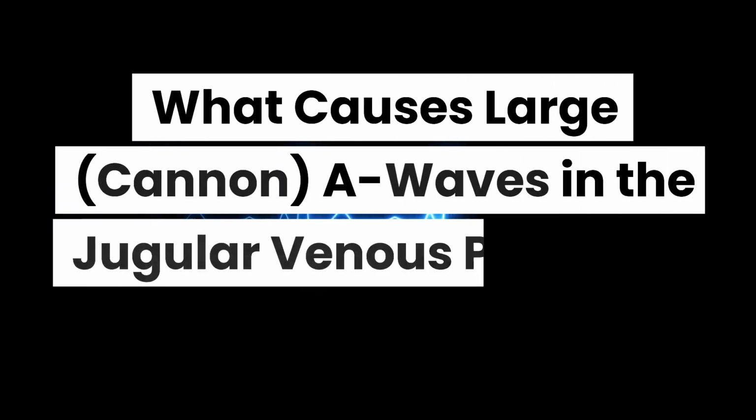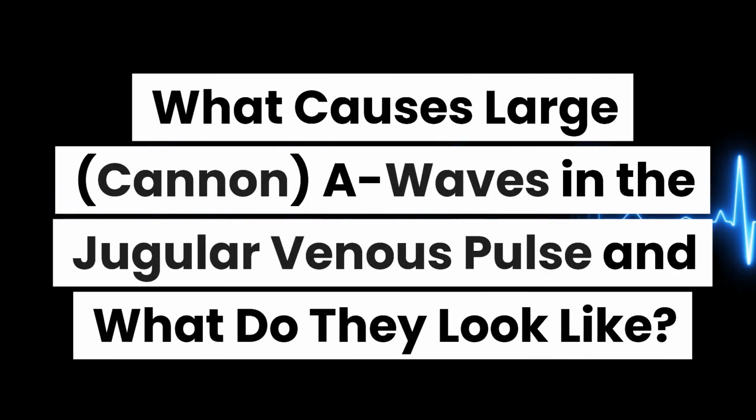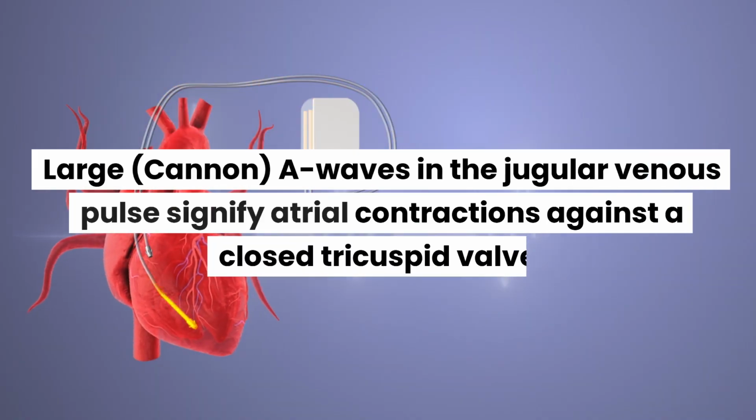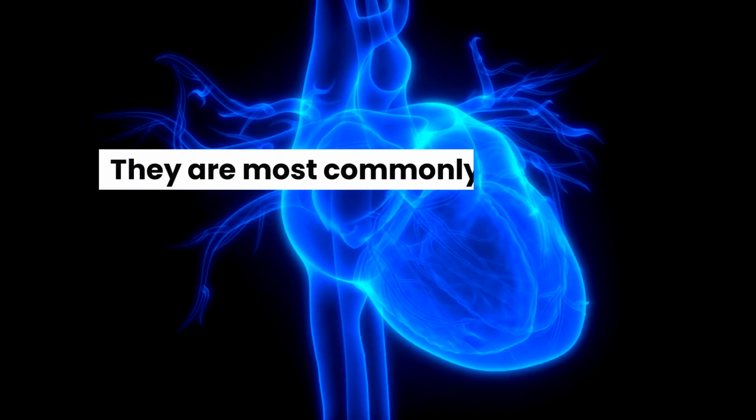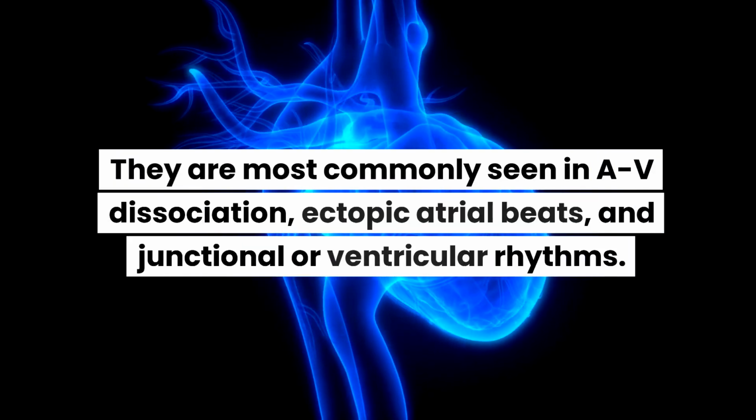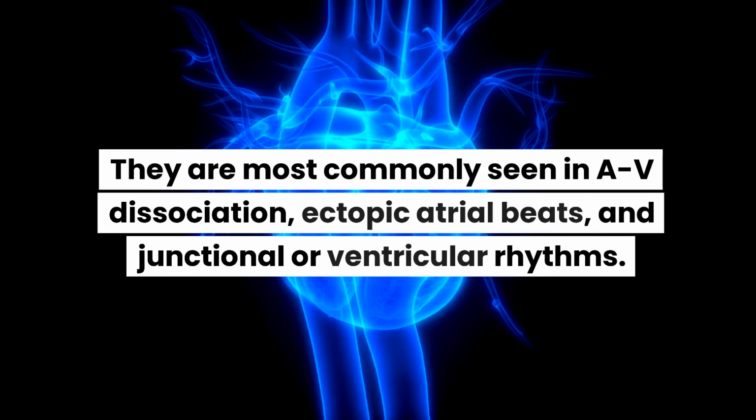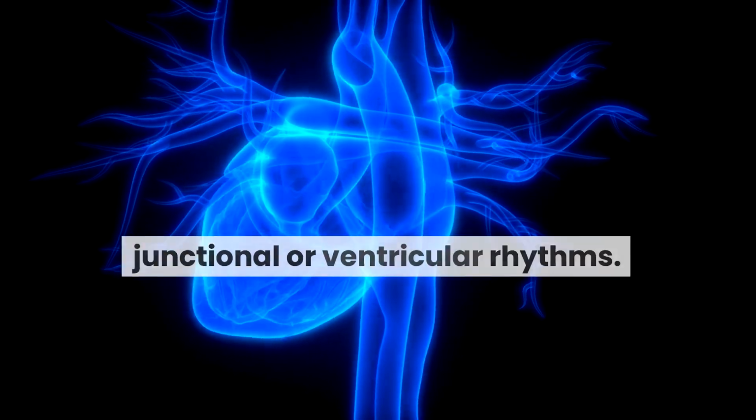What causes large cannon waves in the jugular venous pulse, and what do they look like? Large cannon waves in the jugular venous pulse signify atrial contractions against a closed tricuspid valve. They are most commonly seen in AV dissociation, ectopic atrial beats, and junctional or ventricular rhythms.